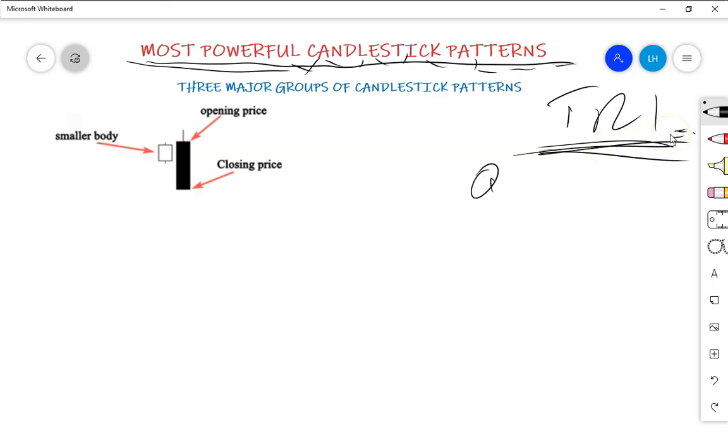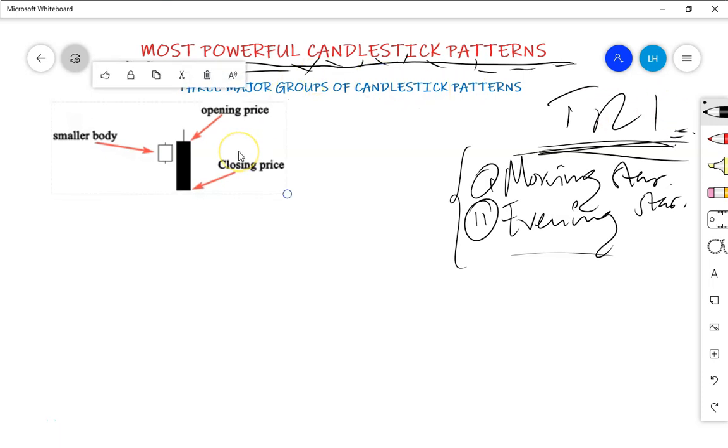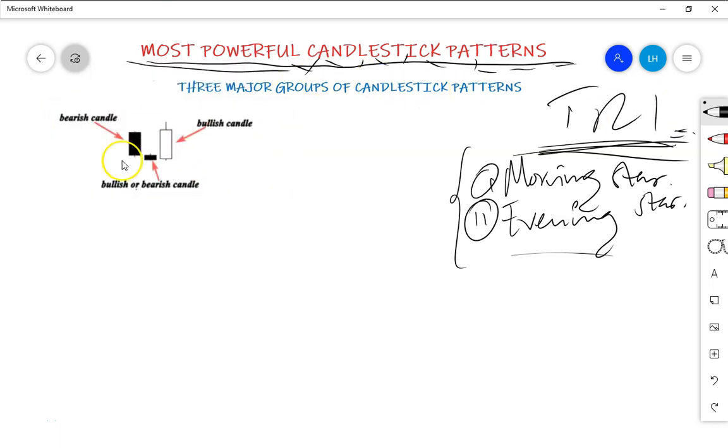The first one is what we call a morning star. And then the second category is what we call an evening star. Evening star and morning star are the categories of the tri-candlestick pattern. Now let's go to those. First, this is known as a morning star.